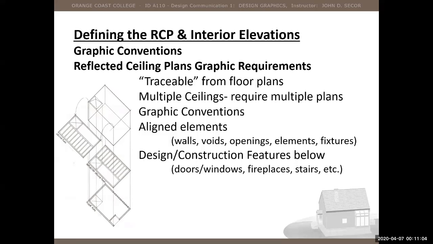In so doing, we get that idea of looking at the ceiling plan components in relationship to the floor plans below it. And so we can use all the same graphic conventions we've used. We can align all the walls, all the openings, all those things, just like we did in the floor plan down below, except we're not having to scale it and measure it and scale it and measure it, and then draw all those different things. We can use the information we've already taken.